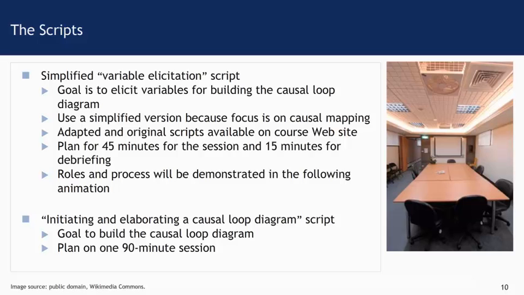We will plan for 45 minutes for the variable elicitation session and 15 minutes for debriefing. The second script is called Initiating and Elaborating a Causal Loop Diagram, and we will follow this script closely. We will plan on a 90-minute session for the second workshop.